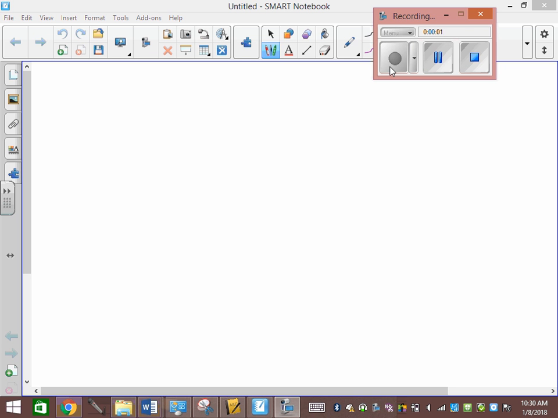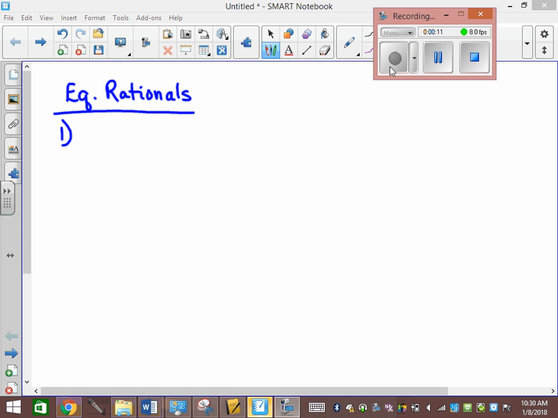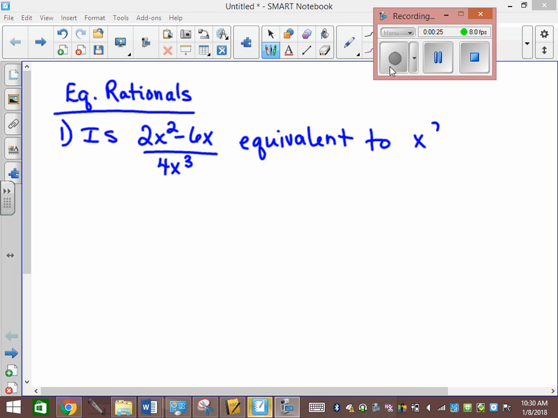Okay, so with equivalent rationals, the question I asked was, is 2x squared minus 6x over 4x cubed equivalent to x squared minus 3x over 4x squared? So equivalent means they're the same.